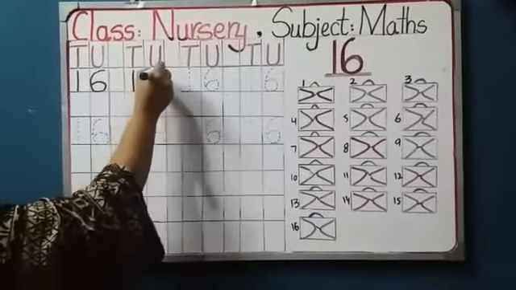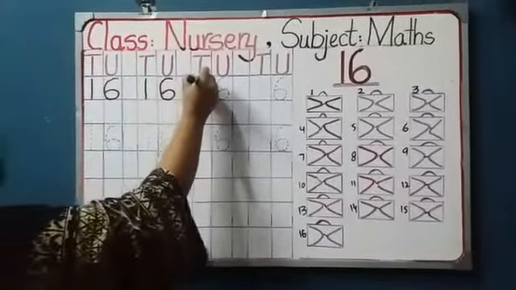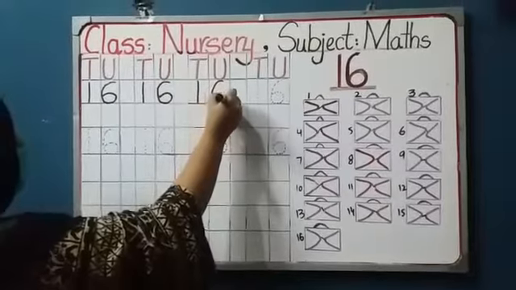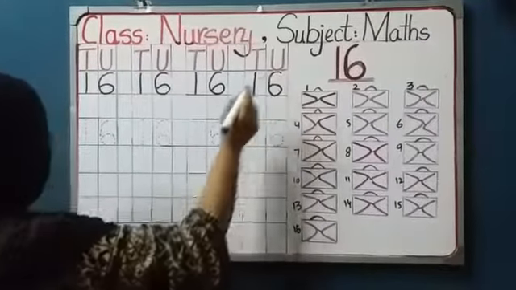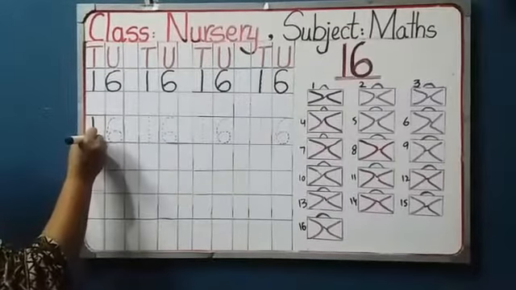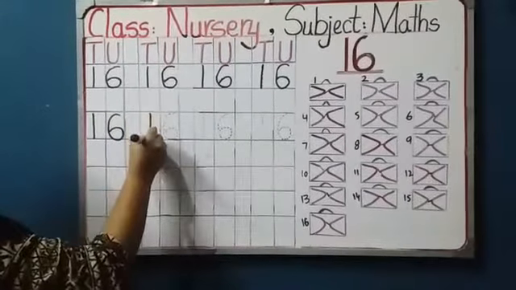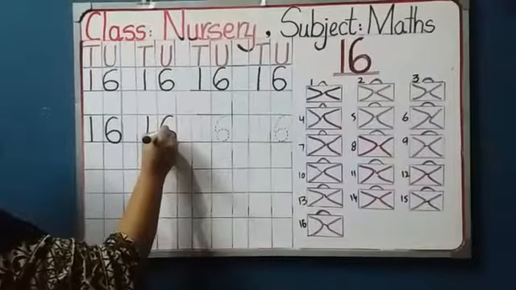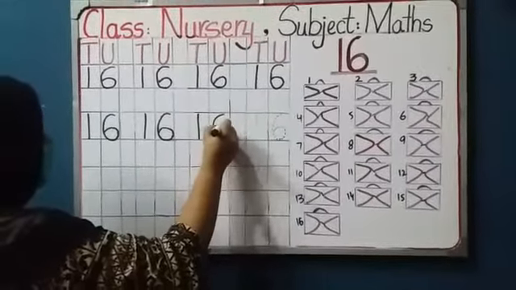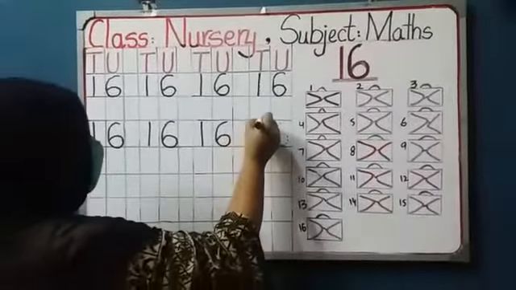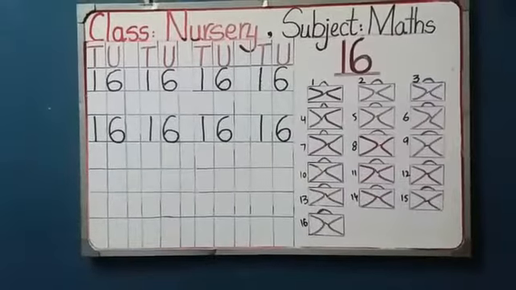We are tracing first. Look. We are tracing 16. 1, 6, 16. Again, look here. 1, 6, 16. Read and write with me. 16, 1, 6, 16.